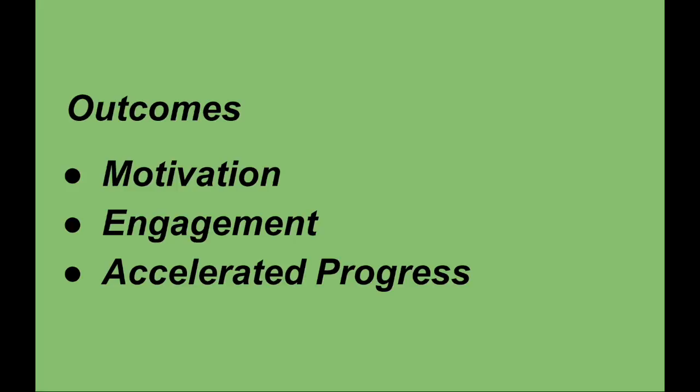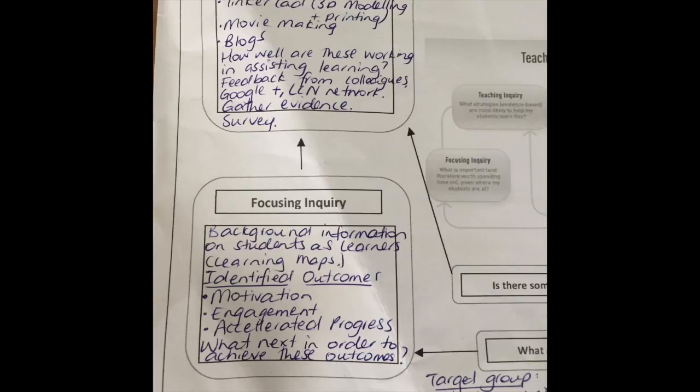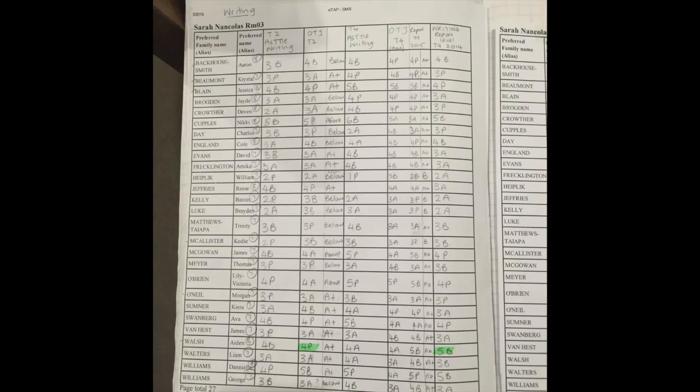The next step in the focusing inquiry, I have identified the outcomes that I want my students to achieve. These include having increased motivation and engagement in literacy, alongside making accelerated progress through the year. I've identified these outcomes as I believe motivation and engagement is a necessity for accelerated progress to take place. Using the focusing inquiry, I'm able to consider how my target students are doing in relation to these set outcomes and question what my students need to learn next in order to achieve these outcomes.